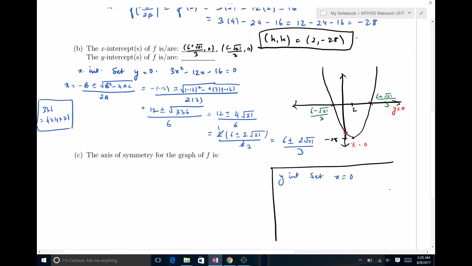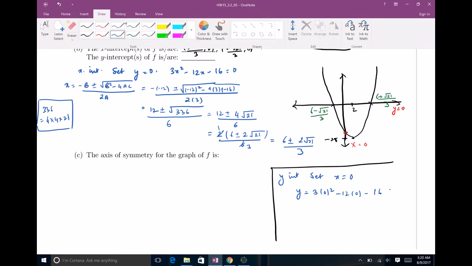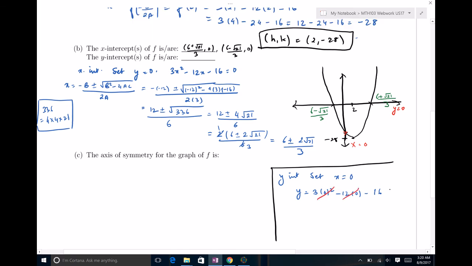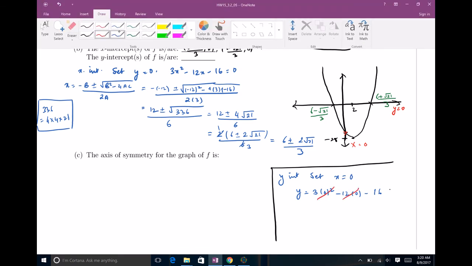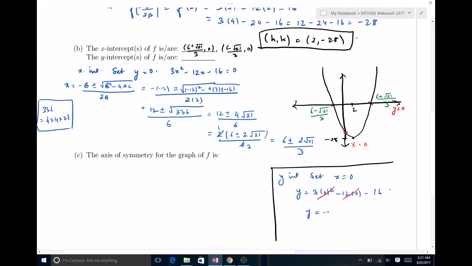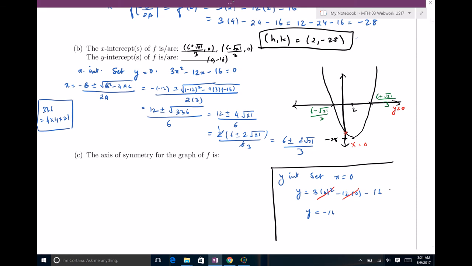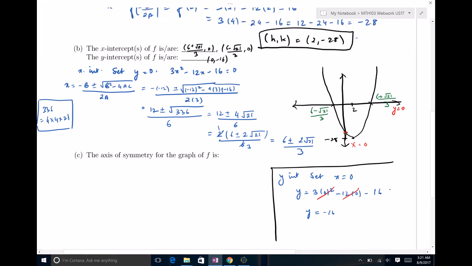So set x equals 0, and so you get y equals 3 times 0 squared minus 12 times 0 minus 16. Since 3 times 0 squared is just 0 and 12 times 0 is 0, those cancel out, and that leaves you with just y equals negative 16. And so the y-intercept of f over here is going to be (0, negative 16). You'll see that it's on the y-axis, so that's how you write down the coordinate.